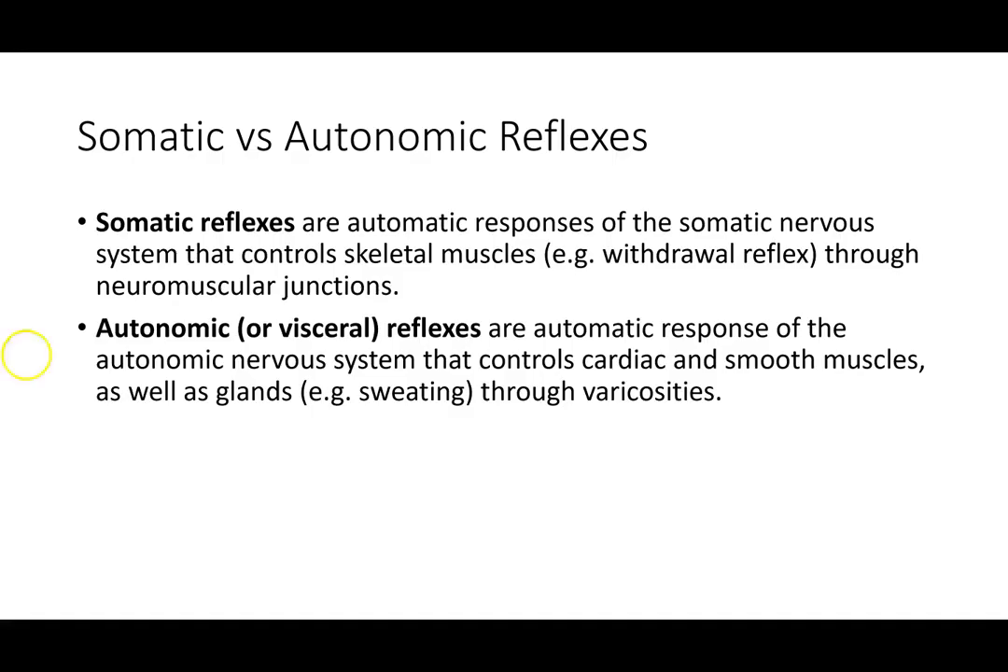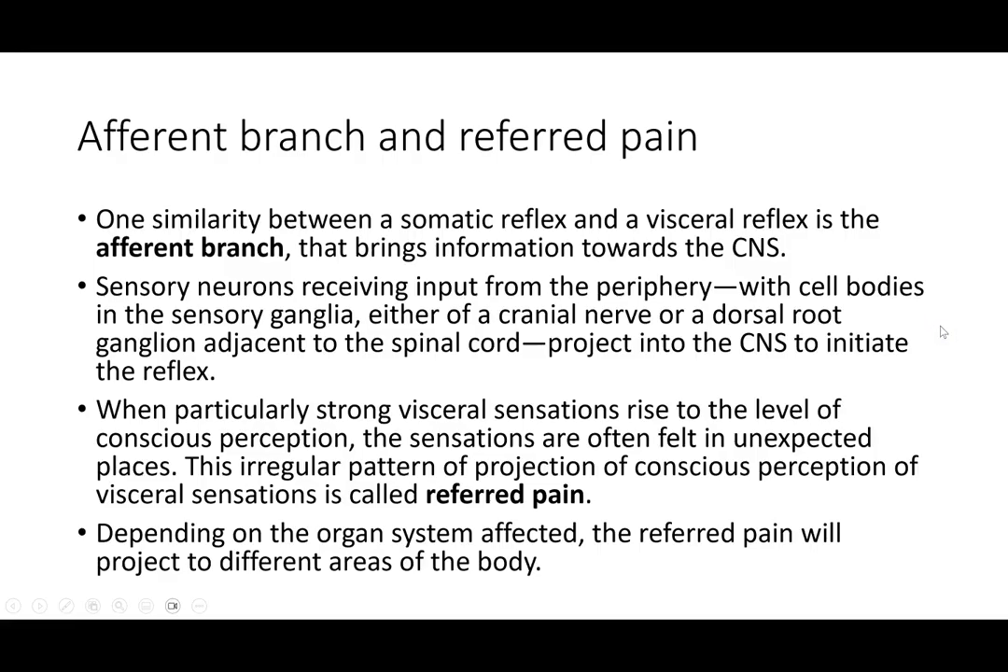There is a similarity between the somatic and autonomic reflexes, though, and that would be the afferent branch. So the section of nervous tissue that is bringing information towards the central nervous system. All right. So sensory neurons get input from the peripheral body, with cell bodies in the sensory ganglia, either from cranial nerves or dorsal root ganglia next to the spinal cord. Those are going to go into the central nervous system to initiate that reflex.